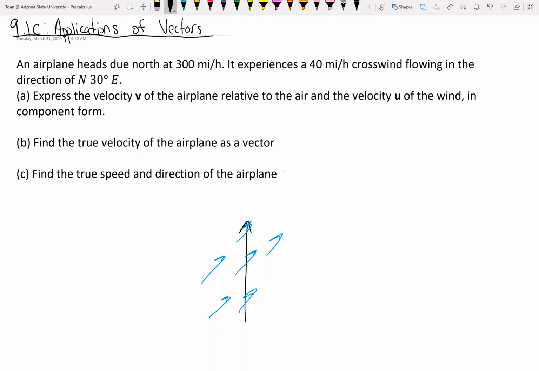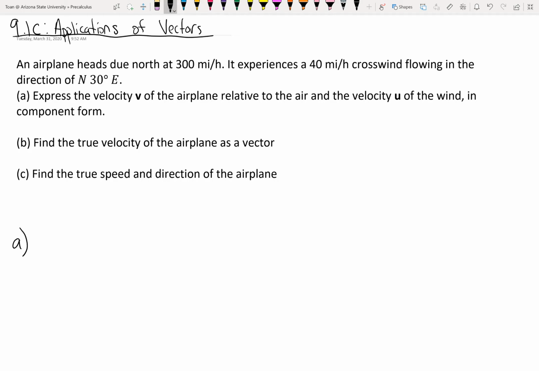So with this airplane going due north and the wind affecting it to the top and to the right, we expect that the airplane is going to go at a slight angle, and that's exactly what this question is asking us to do. It's broken down into three parts for us. So let's go ahead and solve this problem. Let's do the first part.